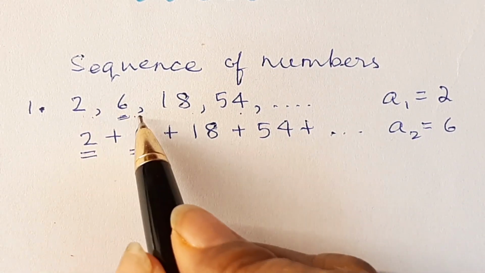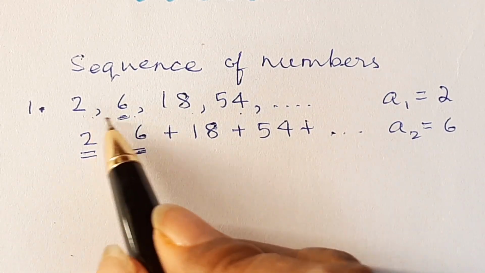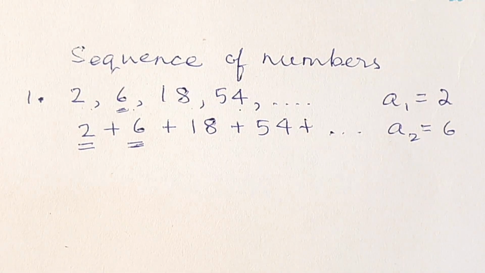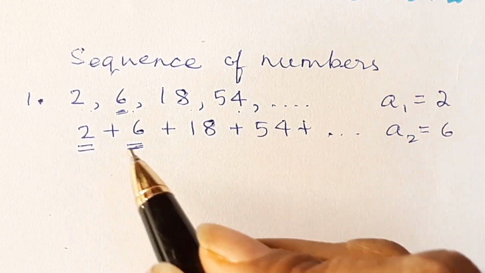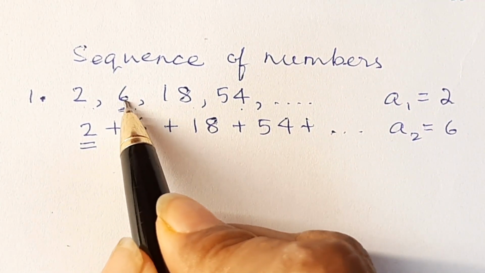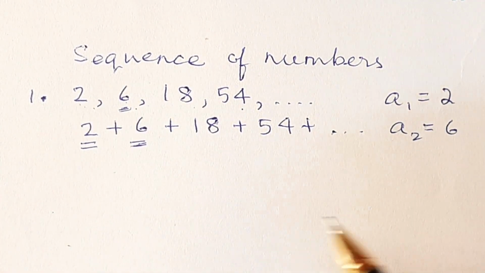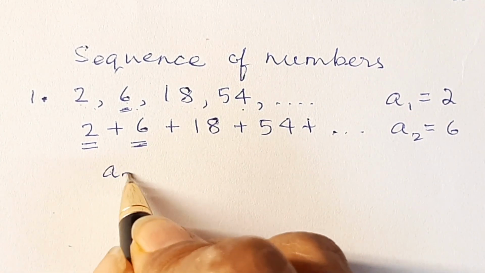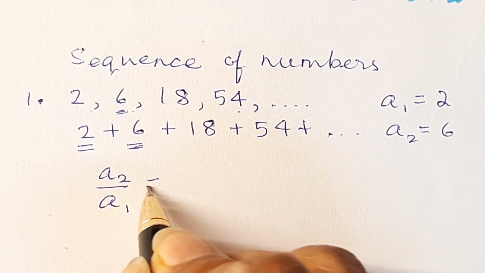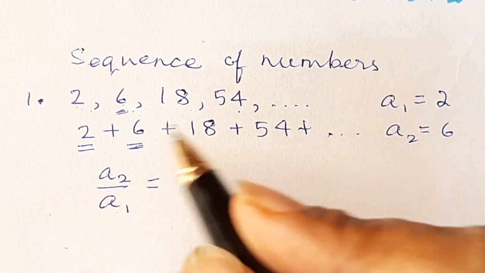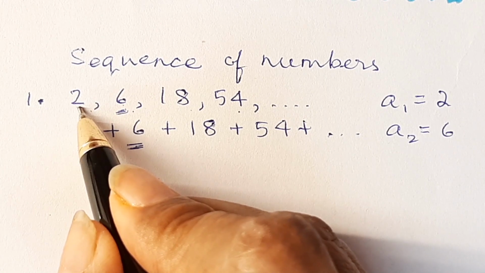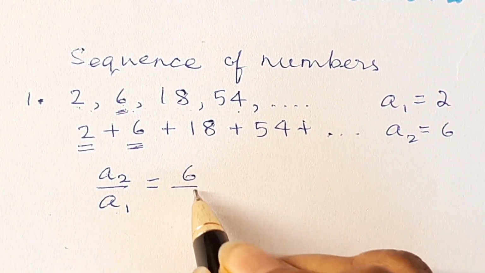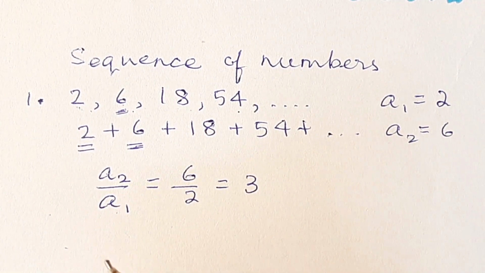If you multiply 2 by 3, you will get 6. So 2 into 3 gives you 6. 6 into 3 gives you 18. 18 into 3 gives you 54. Which means now if I divide the second term by the first term, we will say A2 upon A1, that is second term upon first term, means 6, which is the second term, upon 2, which is the first term. So 6 upon 2 is equal to 3.